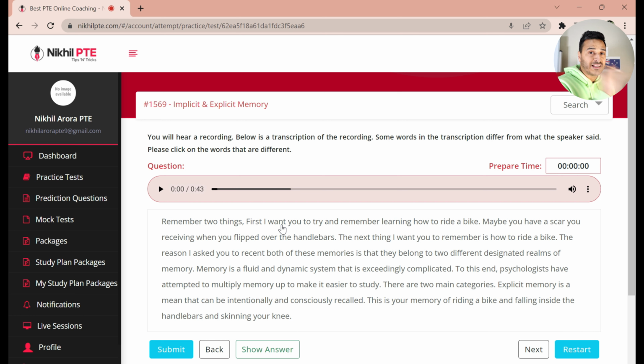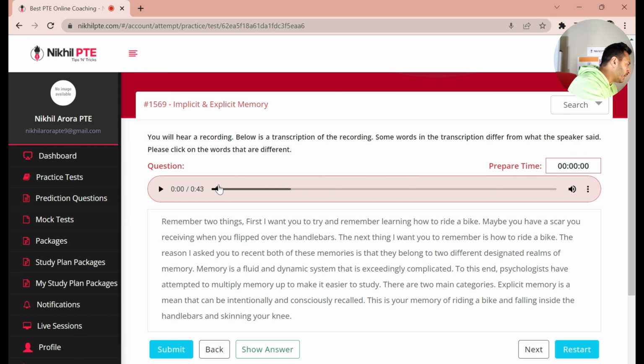I'm telling you again, this section has reading scores along with listening, obviously, and Highlight Incorrect Word has negative marking. If you are unsure about any particular word, leave it. Don't try to guess. You will lose your marks.